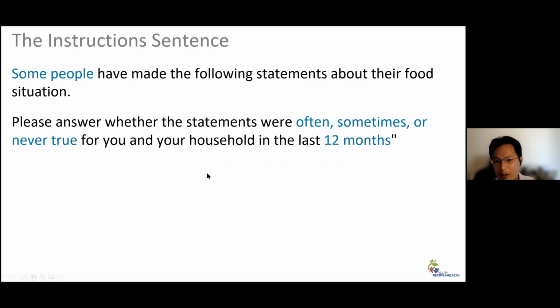Some people have made the following statements about their food situation. Sometimes you can say "some" rather than "have you," because it softens it. Oh, some people, yeah, some people in my family.